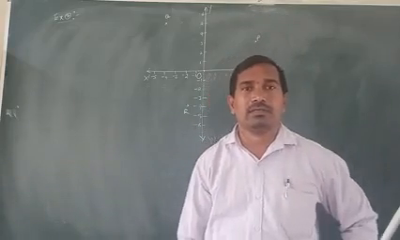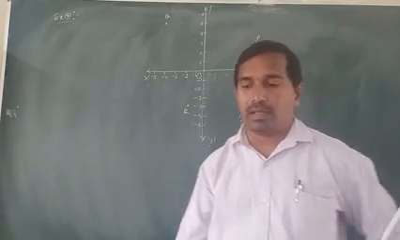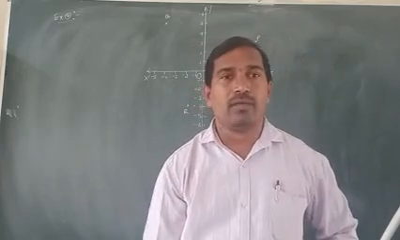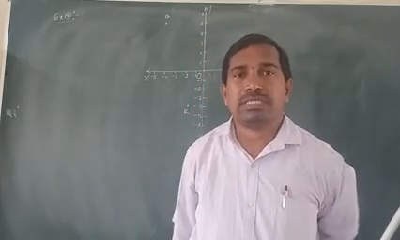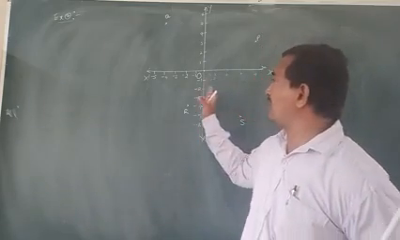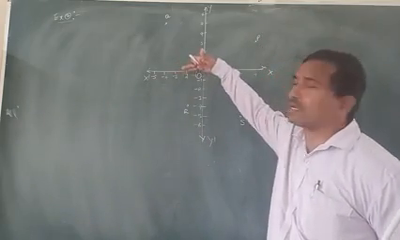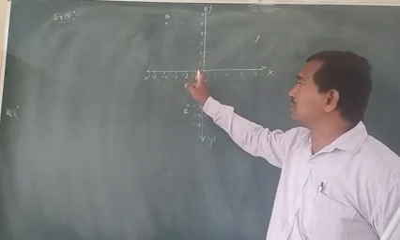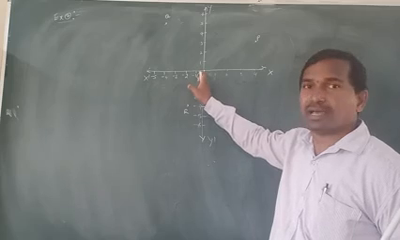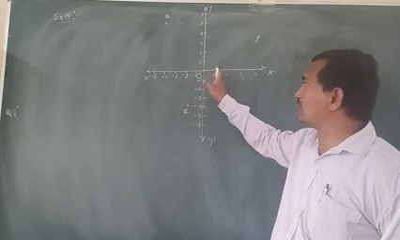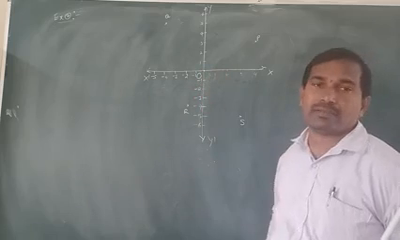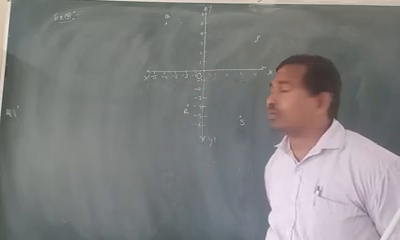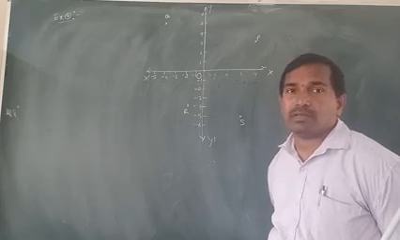Good morning, children. Today let us discuss locating points on a graph or plane. See, this is the coordinate plane. This horizontal line is considered the x-axis. This vertical line is considered the y-axis. The intersecting point is denoted as the origin, and the distance between any two marked points is equal.